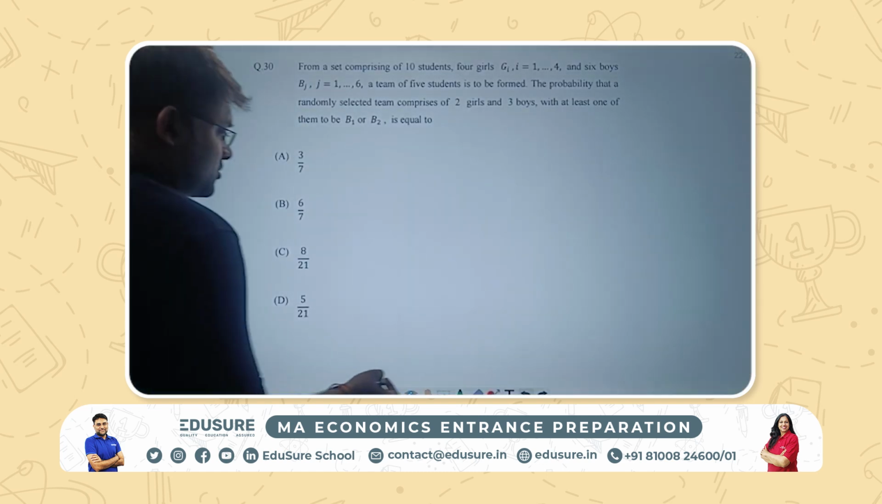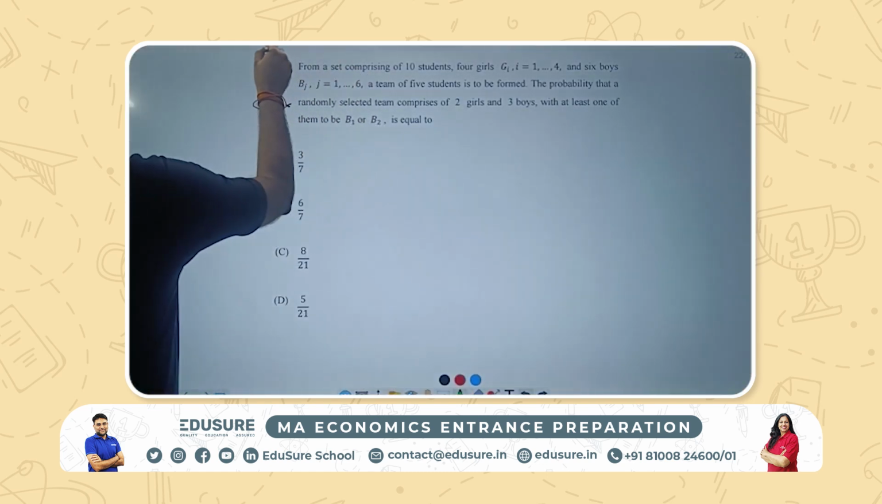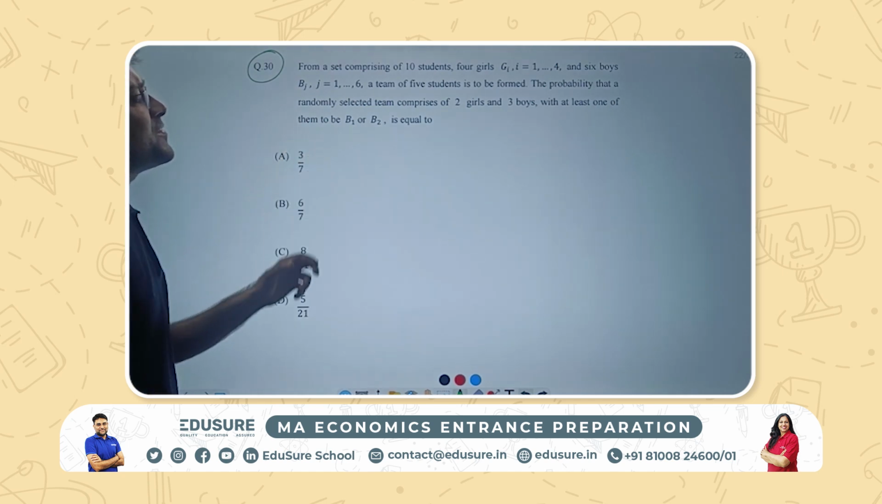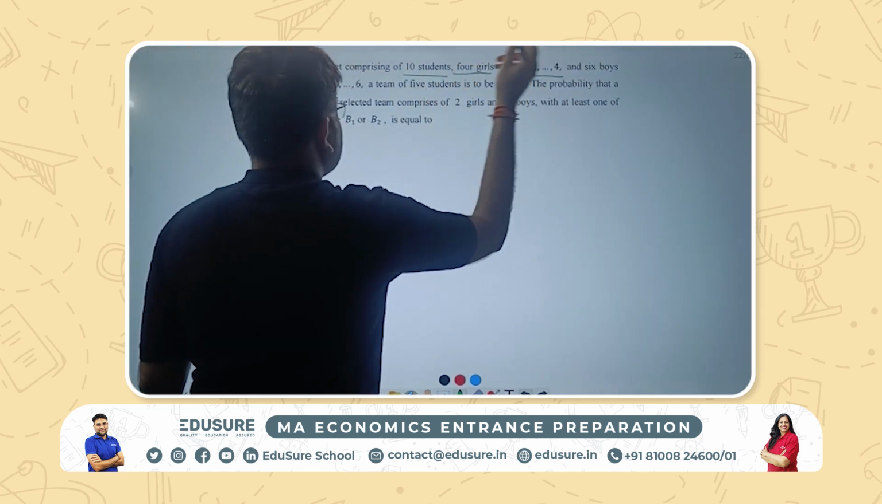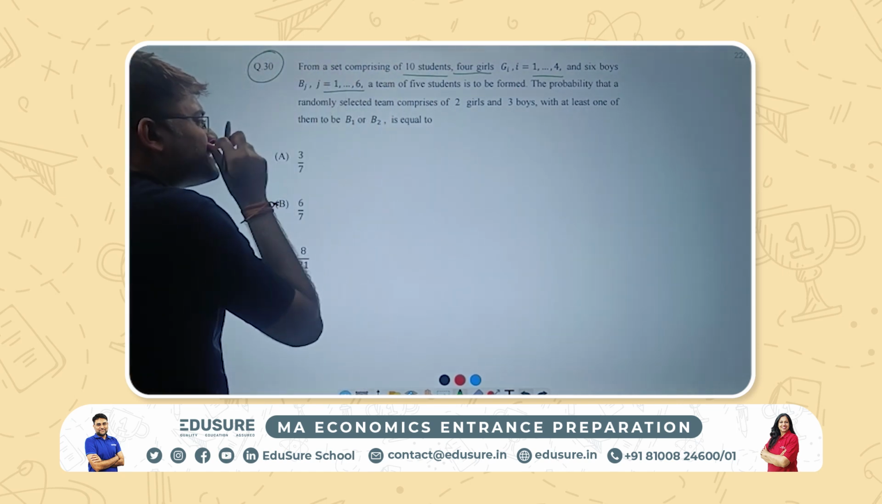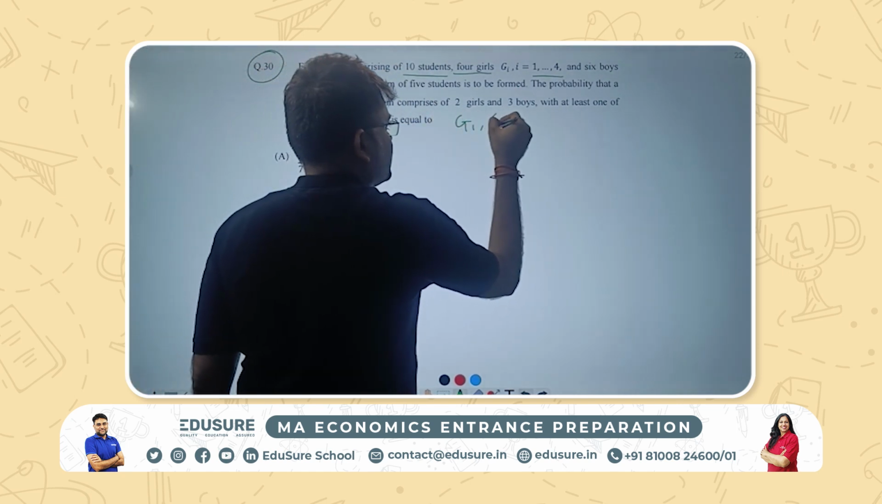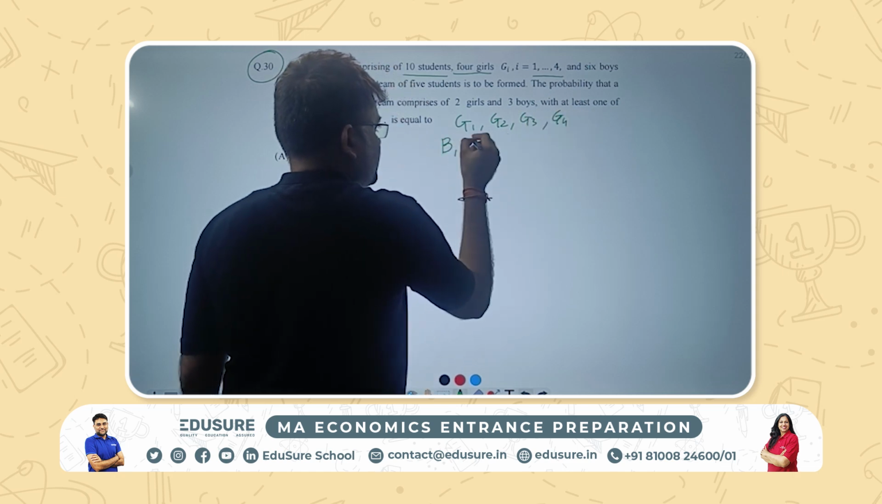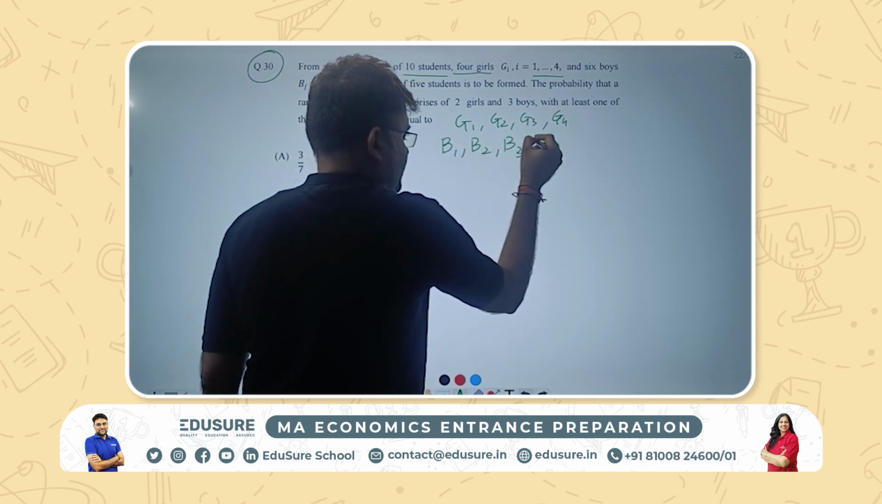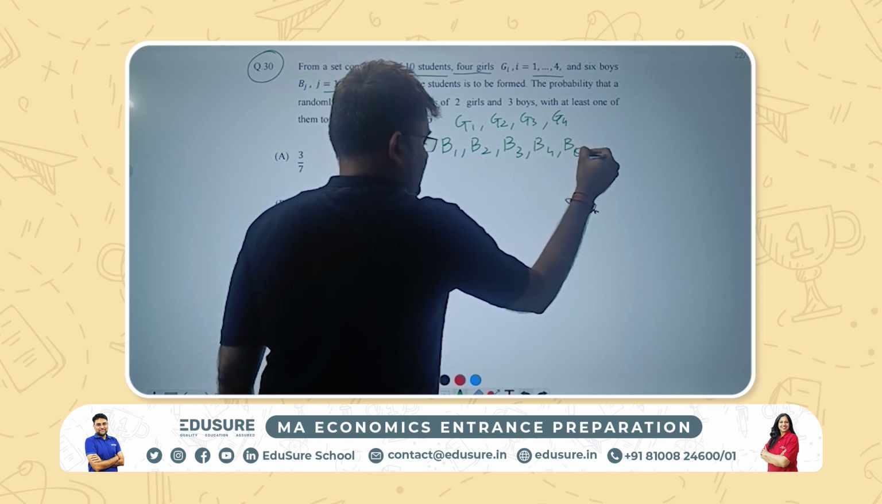IIT JAM 2023, question number 30. So from a set comprising of 10 students which has 4 girls, G_i, i is equal to 1 to 4, and 6 boys, B_j, j is 1 to 6. So basically there are 4 girls, G1, G2, G3, G4. And there are 6 boys, B1, B2, B3, B4, B5 and B6.